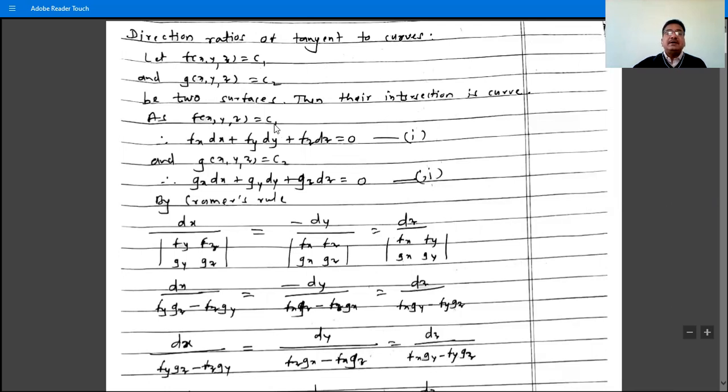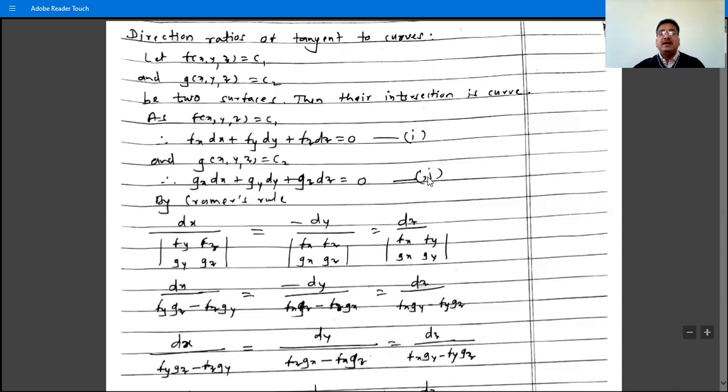As f(x,y,z) = c1, after taking the complete derivative, what do we have? fx, meaning the derivative of f with respect to x, dx plus fy dy plus fz dz is equal to 0. This is the complete derivative of the function f. Here fy means the derivative of f with respect to y, and fz means the derivative of f with respect to z. Similarly for g(x,y,z) = c2, the complete derivative is gx dx plus gy dy plus gz dz is equal to 0.